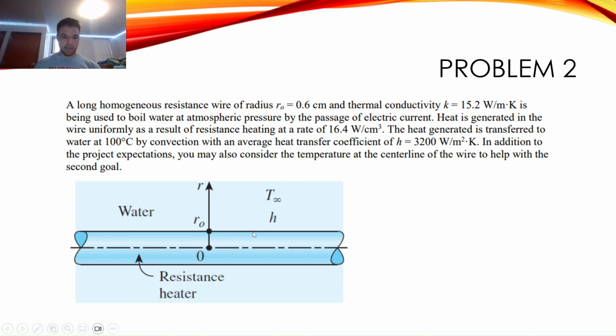So this is the problem. It's going to be a resistance wire of radius 0.6 running through water at 100 degrees Celsius. The thermal conductivity is K, which is 15.2. Heat generated is 16.4 watts per centimeter cubed. And the heat transfer coefficient, H, is 32,000 watts per meter squared Kelvin.